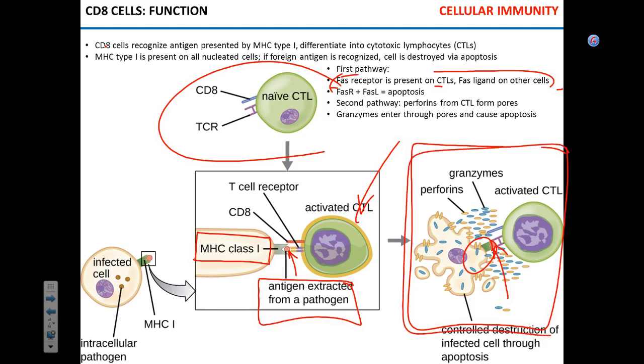So this image here illustrates it. You have the cytotoxic lymphocyte to the right, the infected cell to the left. Perforins are shown in yellow. They form pores in the membrane of the abnormal cell. And then blue granzymes, bless you, enter into the abnormal cell and cause apoptosis. Does that make sense? Does it look like rainbows and unicorns?